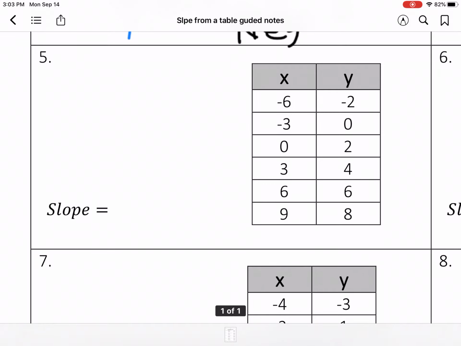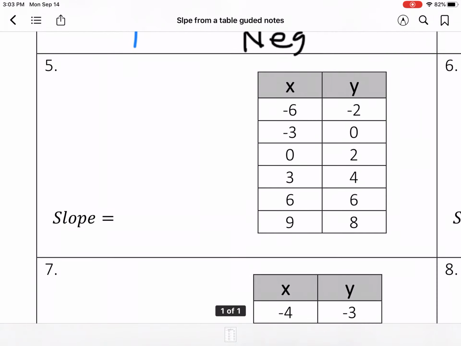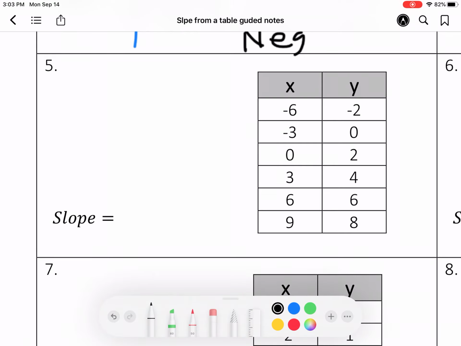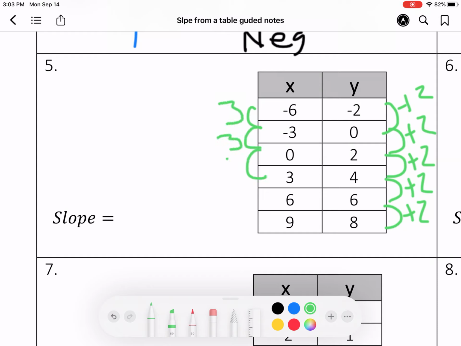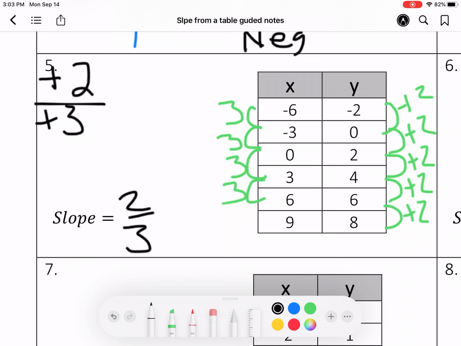Okay, if we do table 5, again, I can calculate change in y. Negative 2 and 0, so that means I'm going to add 2 to get there. Add 2, add 2, add 2, and here I'm going to add 3, add 3, add 3, add 3. So my slope, change in y, add 2, over my change in x, add 3. So my slope is 2/3, and since they're both positive, it is positive. Pretty simple.